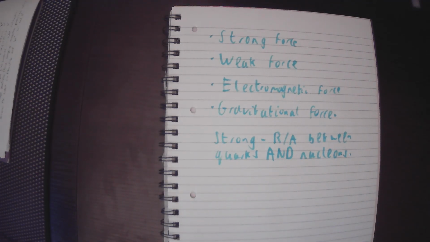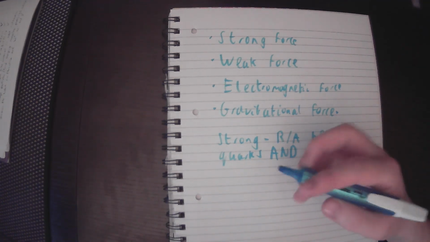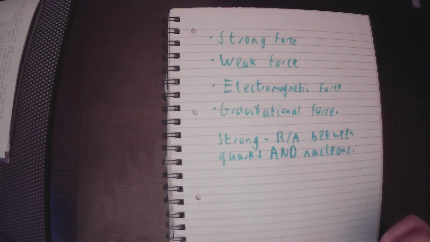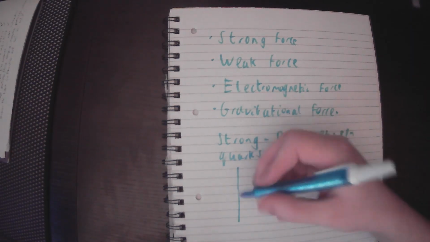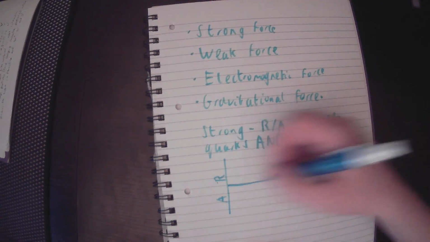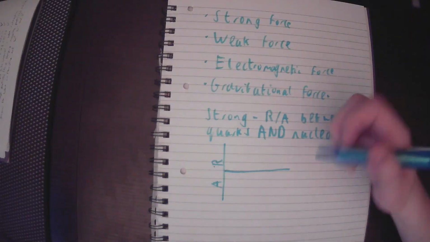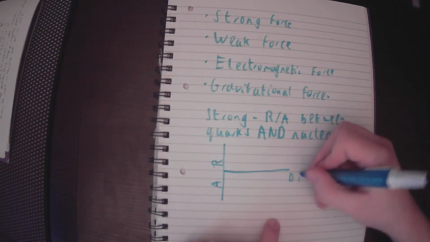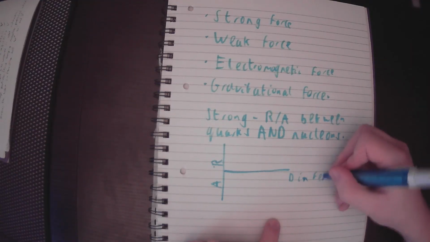So how do we determine, I'll go over the nuances of each as we go through them, whether it's repulsive or attractive? Well, we have a graph which you need to know what it looks like for your A-levels, which looks like this. And on the top half, it is a repulsive force, and on the bottom half, it is an attractive force. And then we have distance between the nucleons, or distance between quarks, in femtometers.